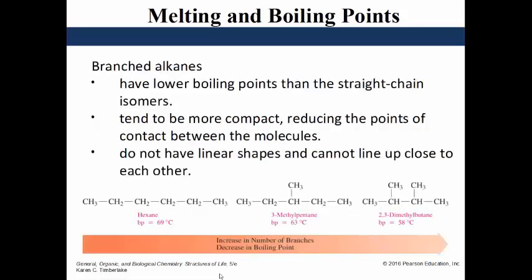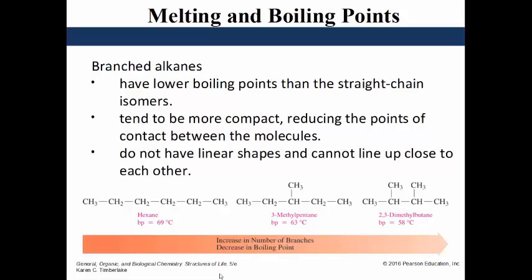Now for branched alkanes, these will have a lower boiling point than the straight chain version of it. These tend to be more compact, therefore reducing the points of contact between the molecules. And they do not have linear shapes and cannot line up close to one another. So as you become more branched with an alkane, the boiling point decreases. So for this one, hexane, there's going to be 6 carbons all in a row. Its boiling point will be 69 degrees Celsius. When it starts to branch, you have 3-methylpentane. Boiling point is now 63 degrees Celsius, so you're going down.